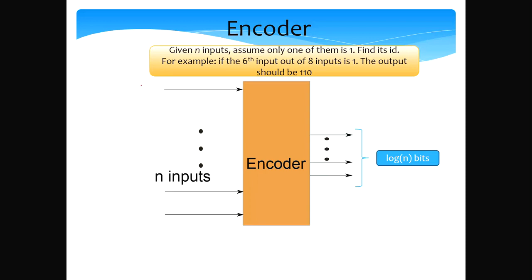So this is a normal encoder. There's something called a priority encoder, which I'll tell you what it is, but we'll not discuss its design. Let's assume there are n inputs and one of the inputs is equal to 1, the rest are 0. Then the output is the ID of the input, that is, which input is 1. For example, let's say the inputs are numbered from 0 till 7, and the sixth input is equal to 1, the rest are 0. The output should indicate which particular input is 1, so the output should be 110, which is the binary for 6.